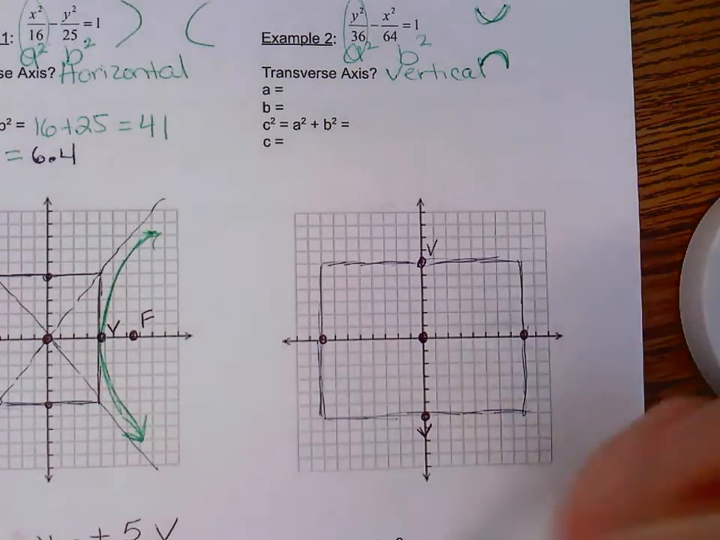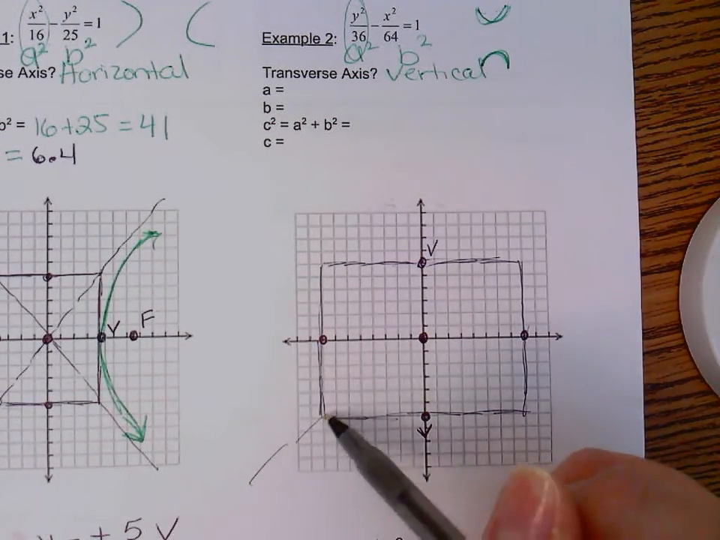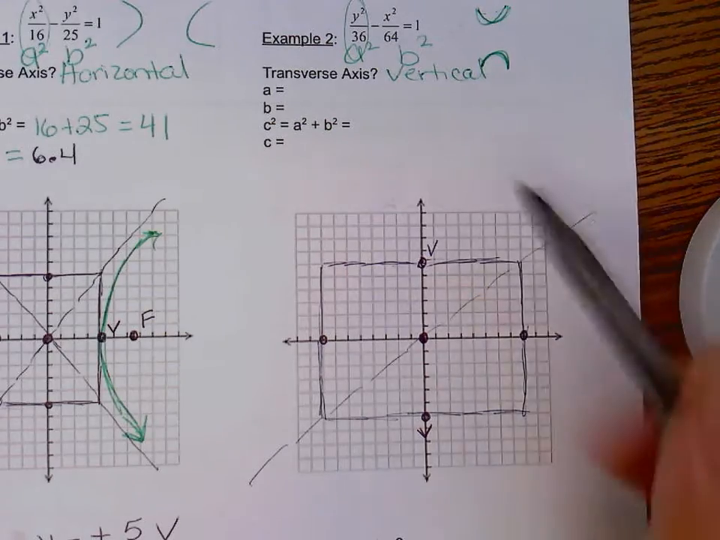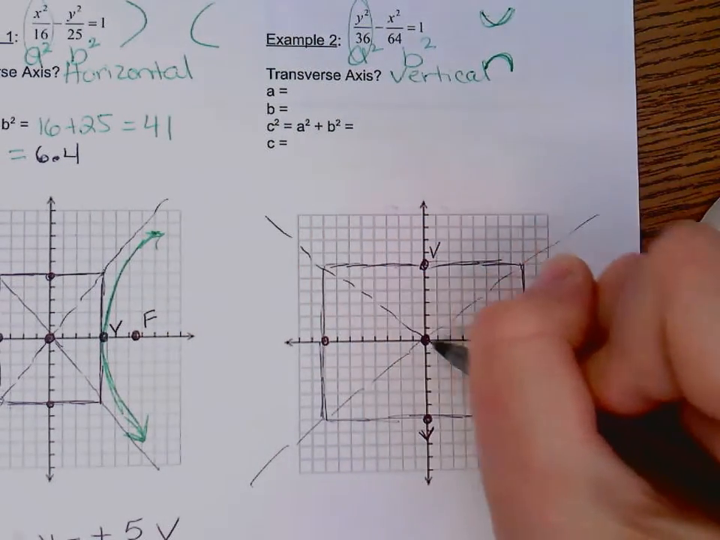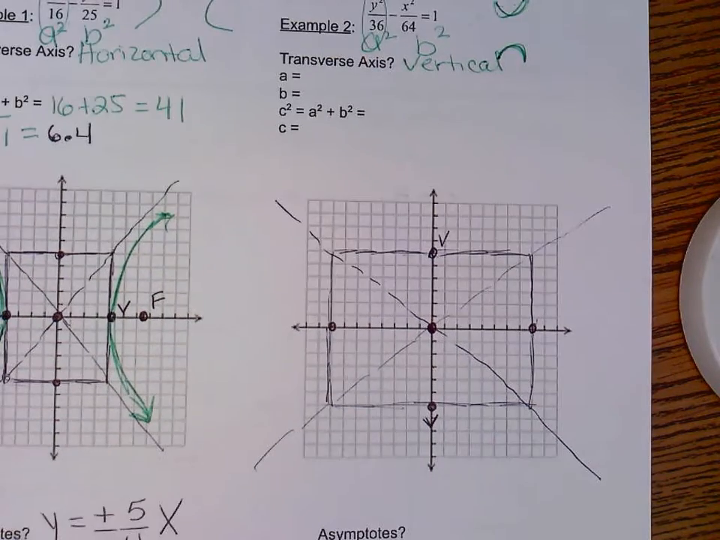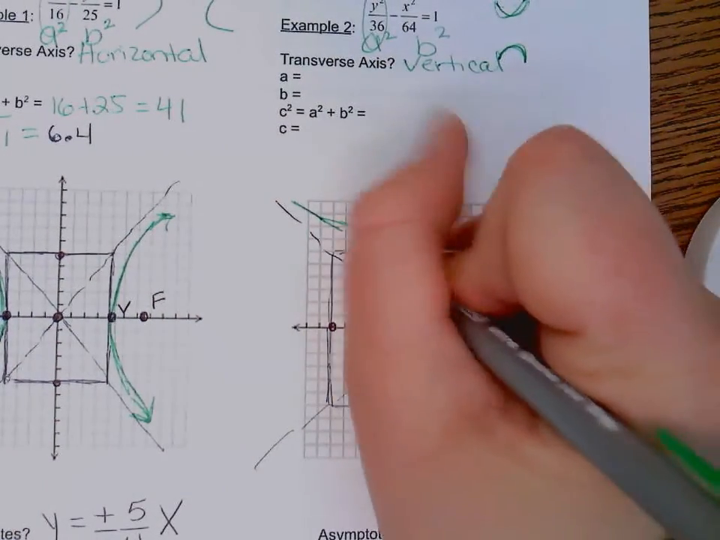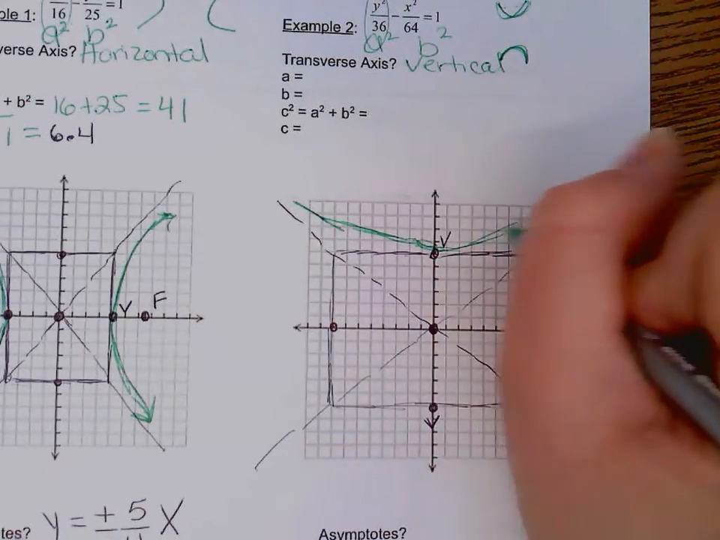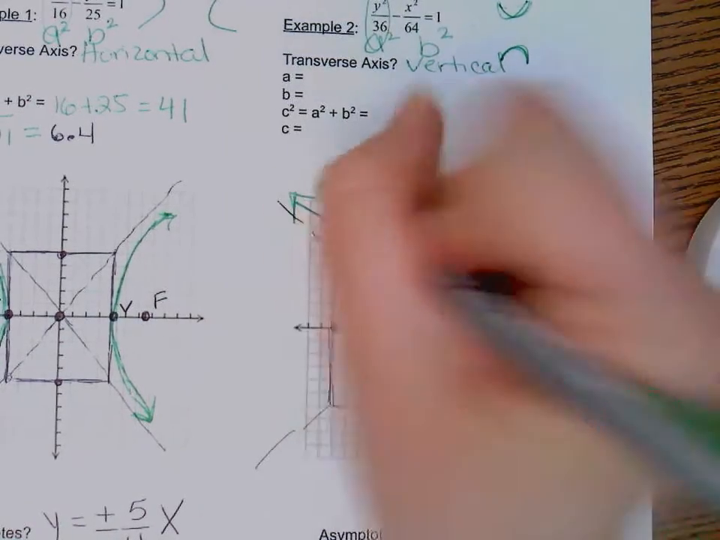And then you can dot your asymptote in all the way across the box through the center in both directions. And then your last step is to draw your hyperbola. This is a really wide one because it's going through the vertex and then way out towards those asymptotes.